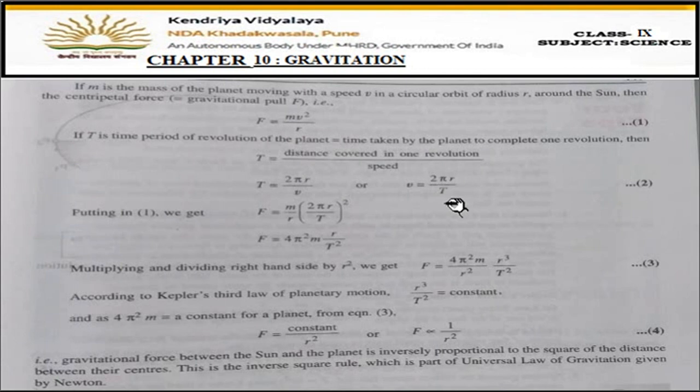So v is equal to 2 pi r upon t, and v square it is. So we have to put a square at this place, right? Now, it is a square, so just open it up. When 2 is squared, it will become 4 pi square. So pi square is written, right? 4 pi square and then m. Okay, and then r is written.